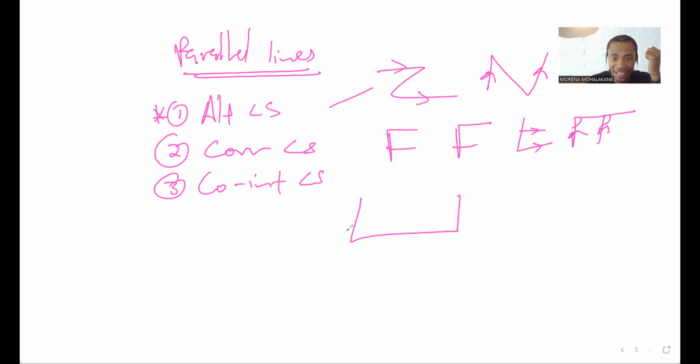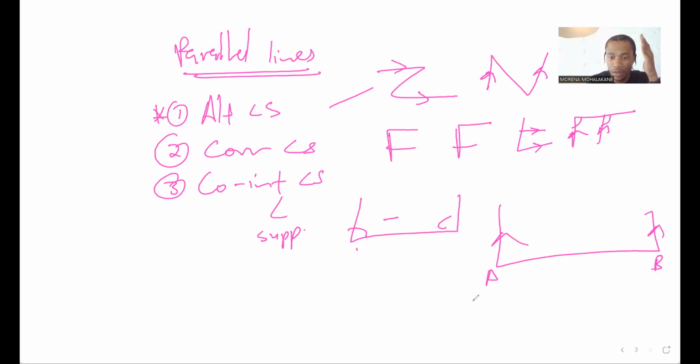So you have this one and this one. Remember, they are supplemental. Please, they are not equal. If you have something like this, A, this is parallel. This is A, this is B. You cannot say angle A is equal to angle B, co-interior angles.